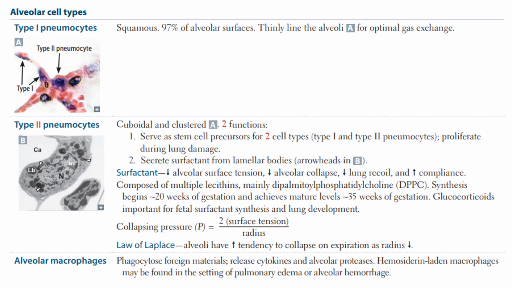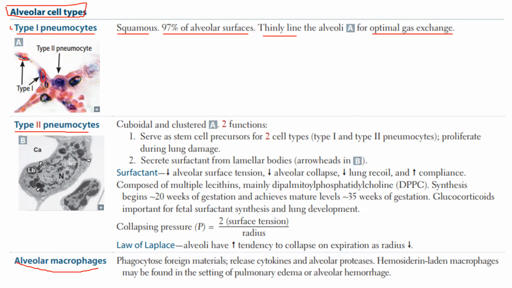Alveolar cell types. There are three types of alveolar cells. First one is the type 1 pneumocyte, second one is the type 2 pneumocyte, and the third one is the alveolar macrophages. We'll see it one by one. So first we'll talk about the type 1 pneumocyte. It is squamous and occupies approximately 97% of alveolar surfaces. It thinly lines the alveoli, as you can see here, and it is important for optimal gas exchange.